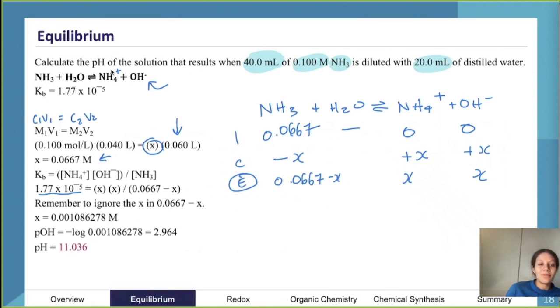Then we get what our x value is, and that's going to be equal to our OH minus. If we take the negative log of our OH minus concentration, that gives us 2.964 as the pOH of the solution. Now we want to find the pH, so we just go 14 minus our pOH, and that's how we get our answer of 11.036. All right, cool. So quite a few different steps in there. Again, any questions, please do ask.